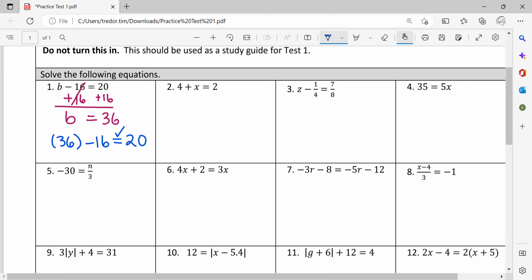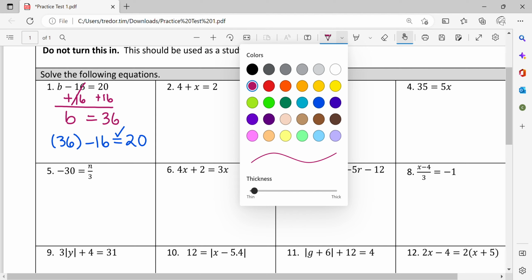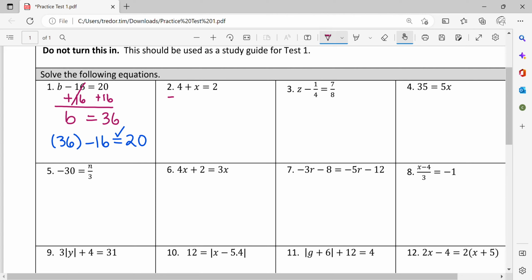Problem number 2, 4 plus x equals 2. Again, I want to get x by itself, so what I'm going to do is subtract the 4 because it's being added to the x. So we're going to undo that by subtracting it. We're going to do that on both sides of the equal sign. It's going to cancel out on the left side of the equal sign where the x is. On the right side, I'll have 2 minus 4, which is negative 2. And that's going to be my answer.